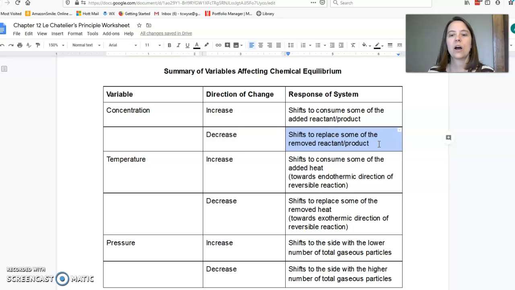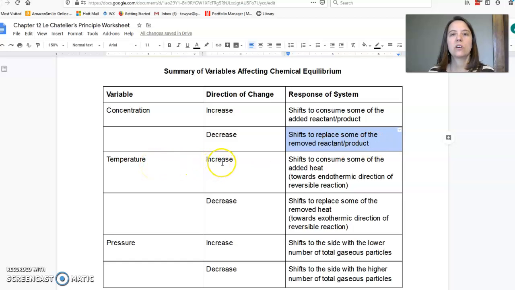So if you decrease the concentration of a reactant, it shifts towards the reactants. If you decrease the concentration of the products, it shifts towards the product side to replace some of the product.